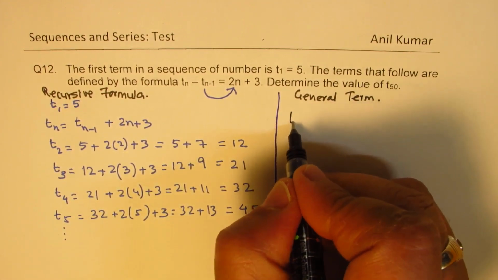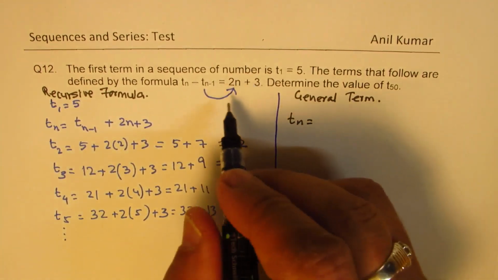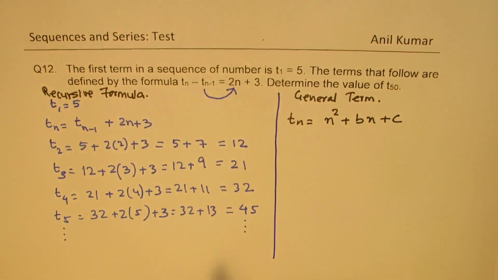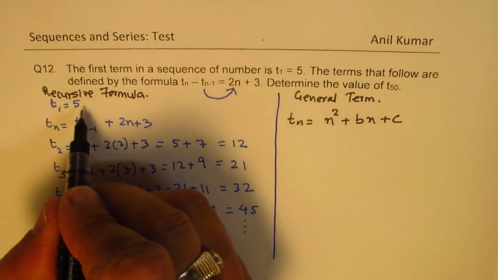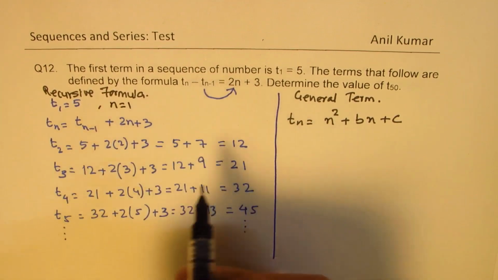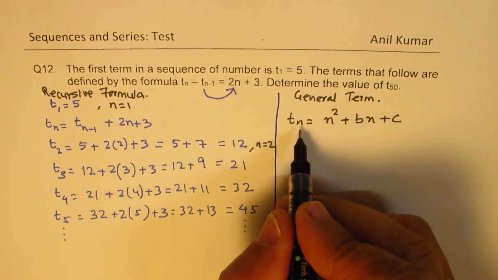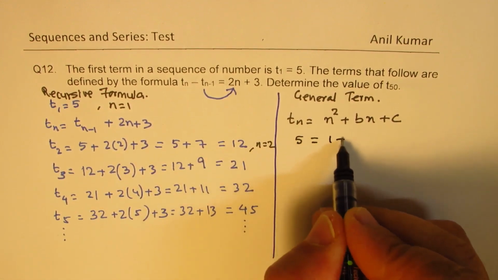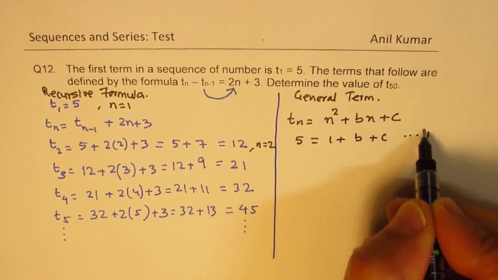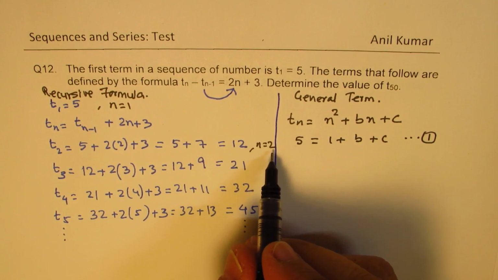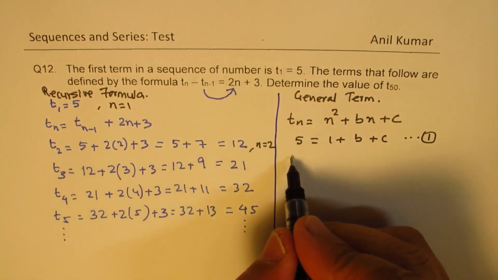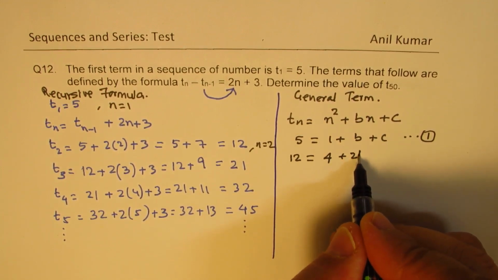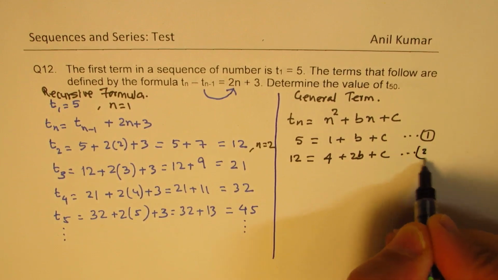So we can say general term Tn will be, since it is a quadratic expression, we write n squared plus b times n plus c, correct? Now we can substitute n as 1. So this is for n equals 1, and this is for n equals 2, correct? So if I substitute n equals 1, I get t1, which is 5, equals 1 plus b plus c. That is one of our equations. And if I substitute n equals 2, t2 is 12, so we get here 12 equals 2 squared is 4 plus 2b plus c, right? So that becomes our equation 2.